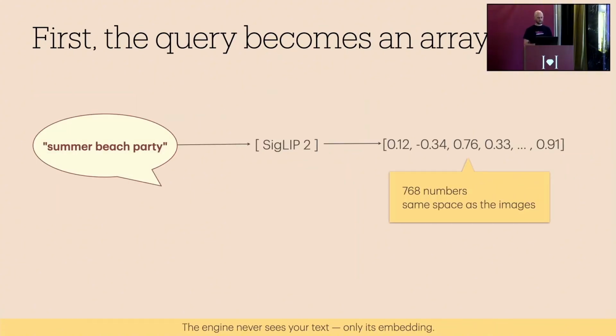Last thing. One thing that often gets glossed over: when a user types a sentence, the engine never sees that sentence. SigLIP 2, the same model we use for the images, turns the text into arrays of numbers, embeddings. The same kind of array we computed for every image. That's what reaches Postgres and Redis, a list of numbers. The engine doesn't know English. It only does math on arrays.